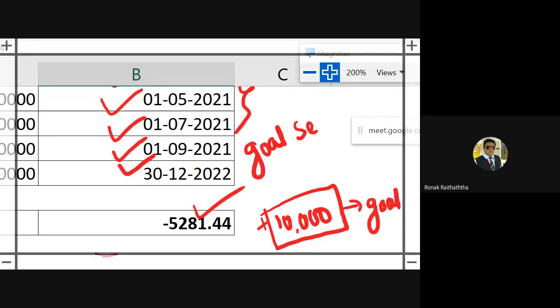First of all, try to understand. The Goal Seek function is a function where you have a specified goal and you want to change another argument in the syntax based on your goal. Here my goal is fixed, which is 10,000 of NPV. Based on that, I want to change the rate. So I can use the Goal Seek function.